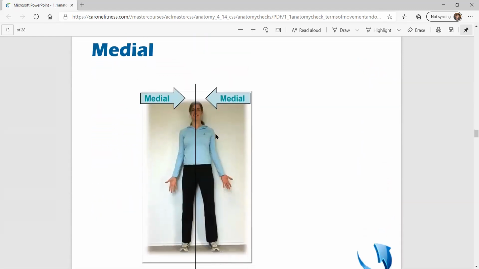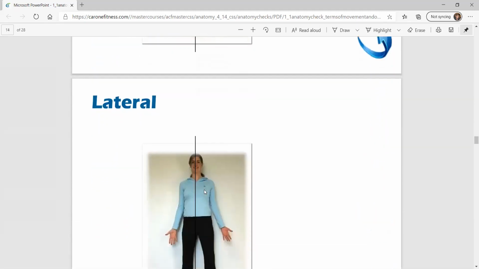But medial, think middle, median. That is referring to things moving closer towards your midline, middle, median. Lateral is the opposite of median.